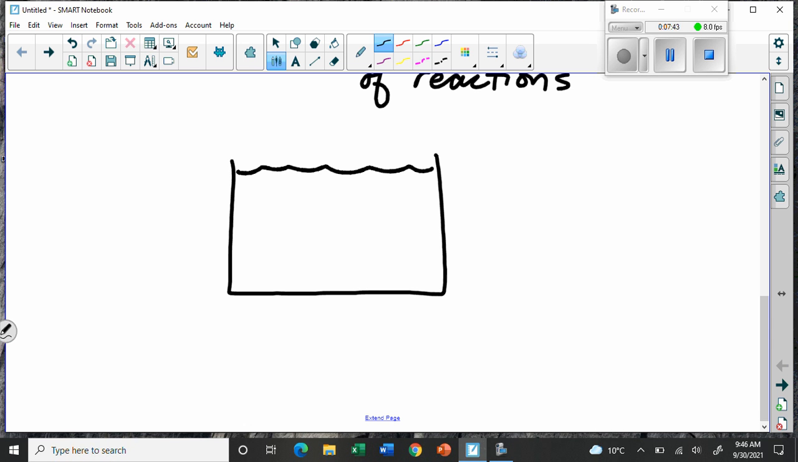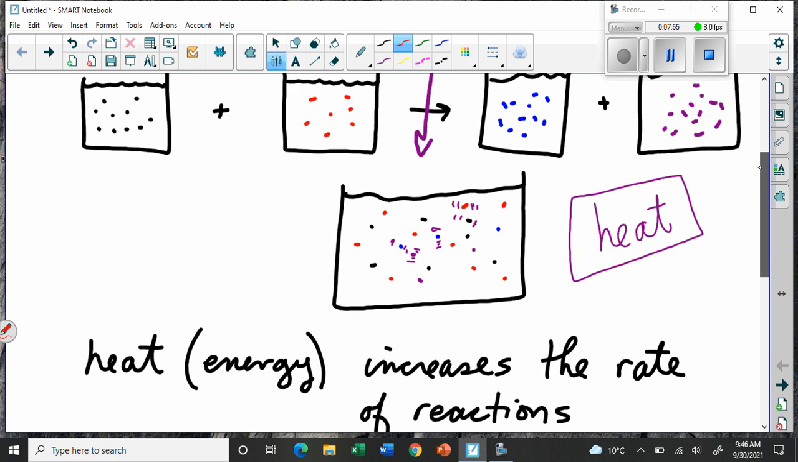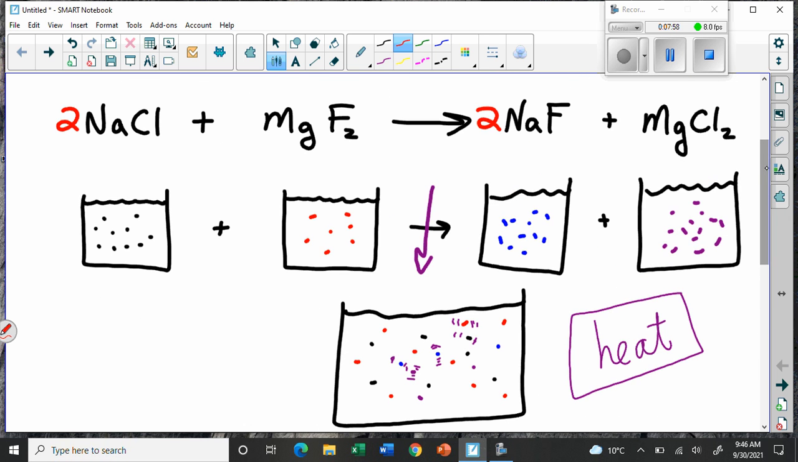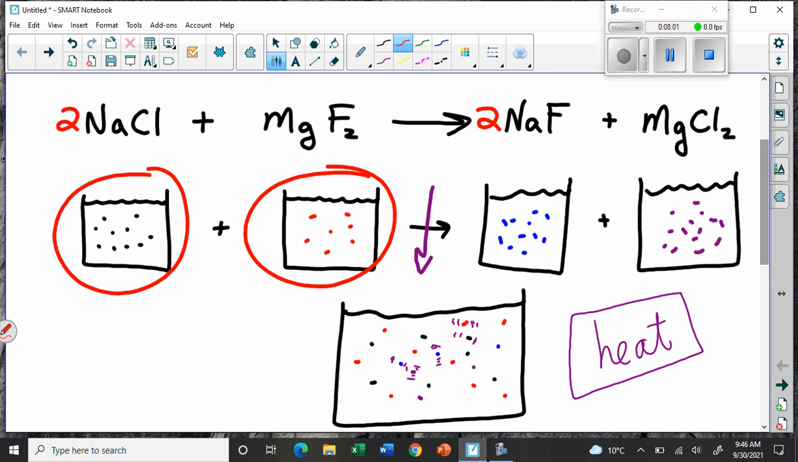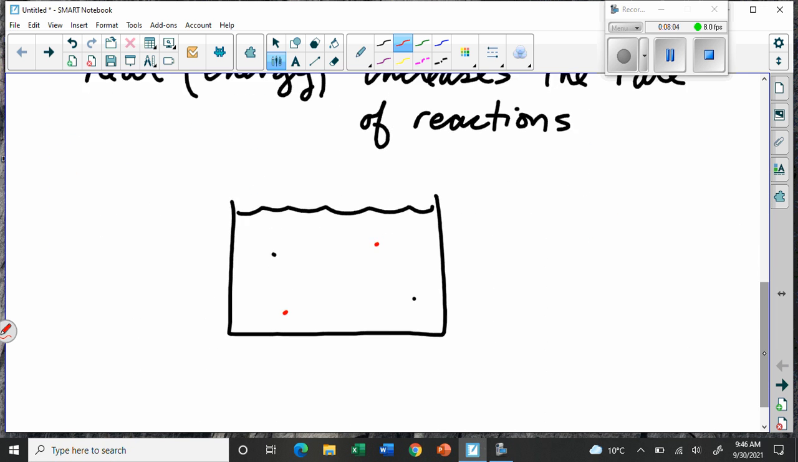Okay? If I put just a couple of each in there, my original 2 colors were black and red, I think, right? That was my sodium chloride and magnesium fluoride right here. If I just put a few little blobs of each, a few little compounds in there, how long is it going to take for them to bump into each other? It's going to take a long time, right? They're going to jiggle around in the water, randomly moving around. Eventually they might bump, and if they do, oh, they bumped, and then, look, they traded partners, and we get a little bit of this. But this is going to take forever.